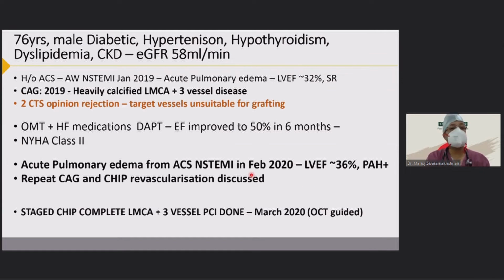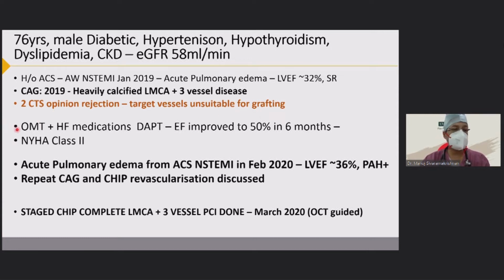So the patient in consideration is a 76-year-old gentleman, diabetic, hypertensive, hypothyroid, dyslipidemic, with CKD and an eGFR of 58 ml per minute. He had an NSTEMI, anterior wall, in January 2019 with pulmonary edema. At the time, his ejection fraction was 32%. His angiogram was done elsewhere in 2019 and showed a heavily calcified left main and 3-vessel disease. Two cardiothoracic surgeons rejected him, saying that the target vessels are unsuitable for bypass grafting.